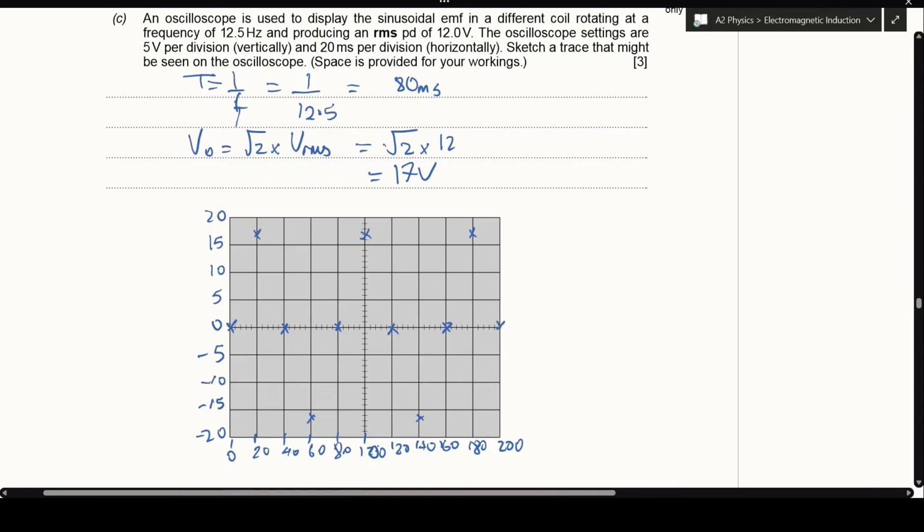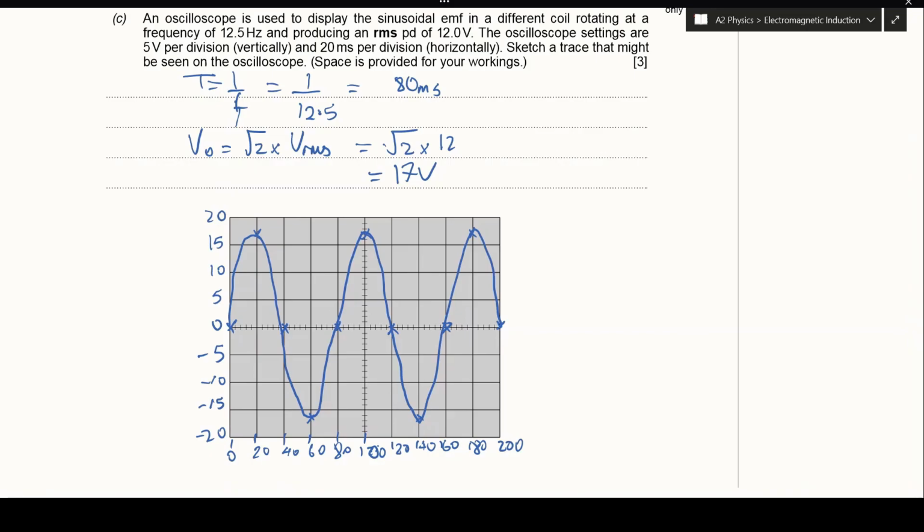And then, as well as I can draw it on a screen, I'm just going to draw a relatively smooth sine function there. And that's the end of the question.